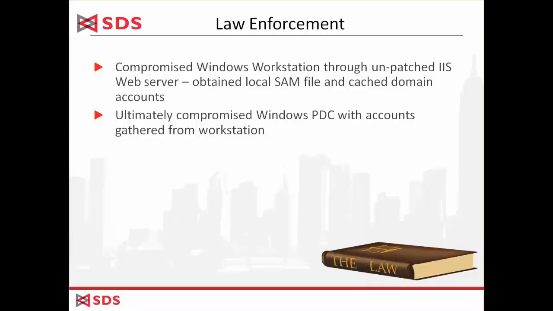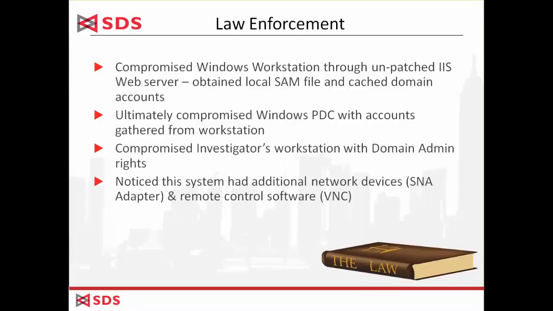So with those accounts that we pulled from that compromised workstation, we found some domain accounts and ultimately compromised the Windows primary domain controller through a series of further break-ins from accounts that were gathered from that workstation. Throughout the law enforcement network, there were a number of different classes of systems, obviously, and some of them we found belong to investigators. And these particular investigators had different computer builds. But since we had ultimately compromised the Windows primary domain controller, we now had domain administrator accounts.